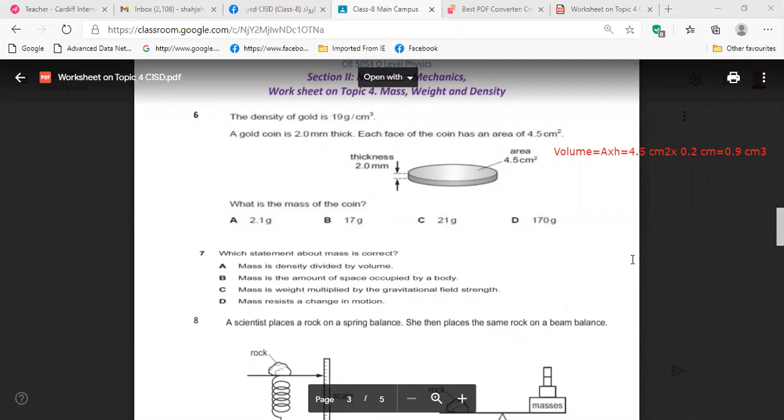B is wrong because we figured out the mass. C, volume is the amount of space occupied by a body. So why is B wrong?